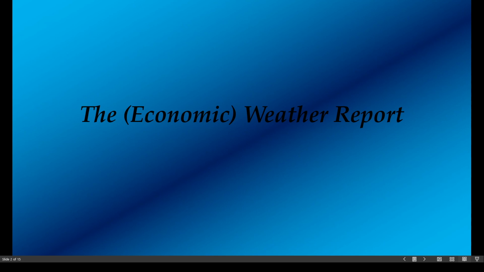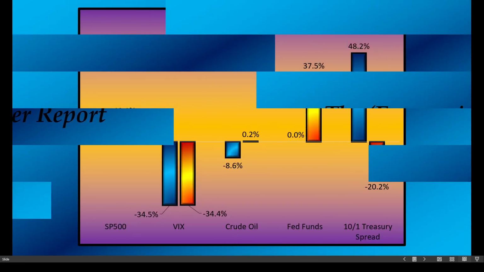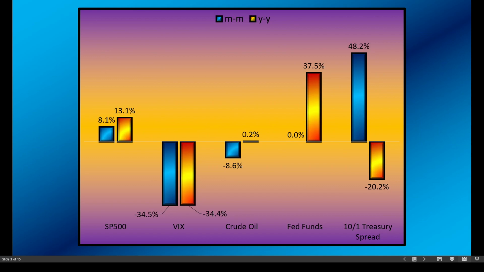Welcome back. Well, we're going to take a slightly different approach. In our economic weather report, we're going to use historical data, quite a bit of data actually, over 20 years or so, to forecast future trends in the markets. So we take a look at the following histogram bars.